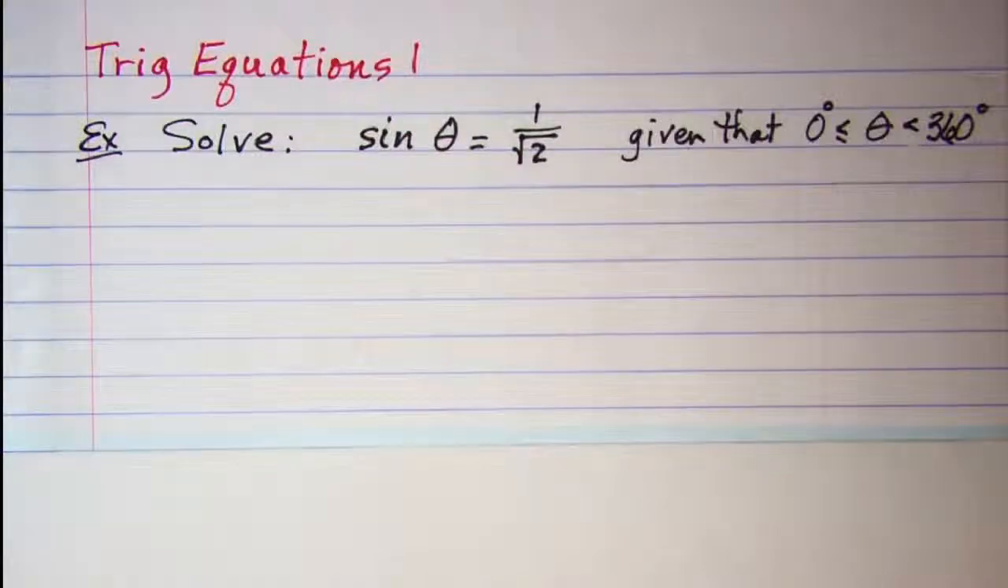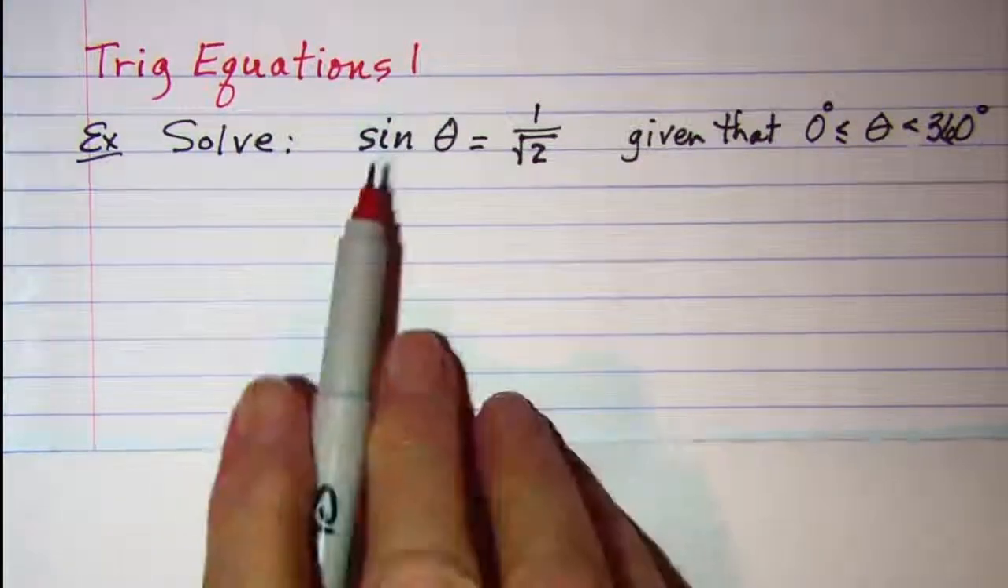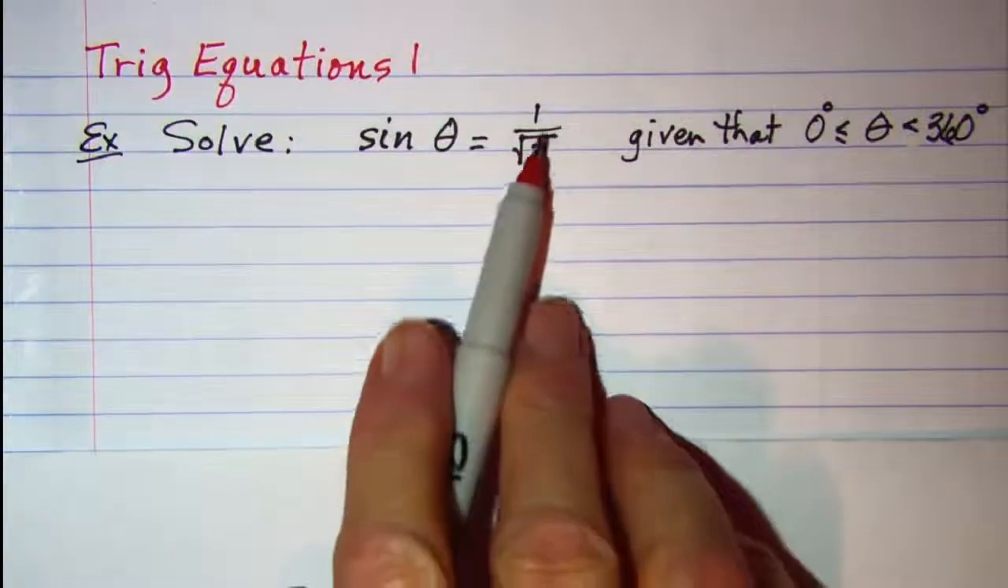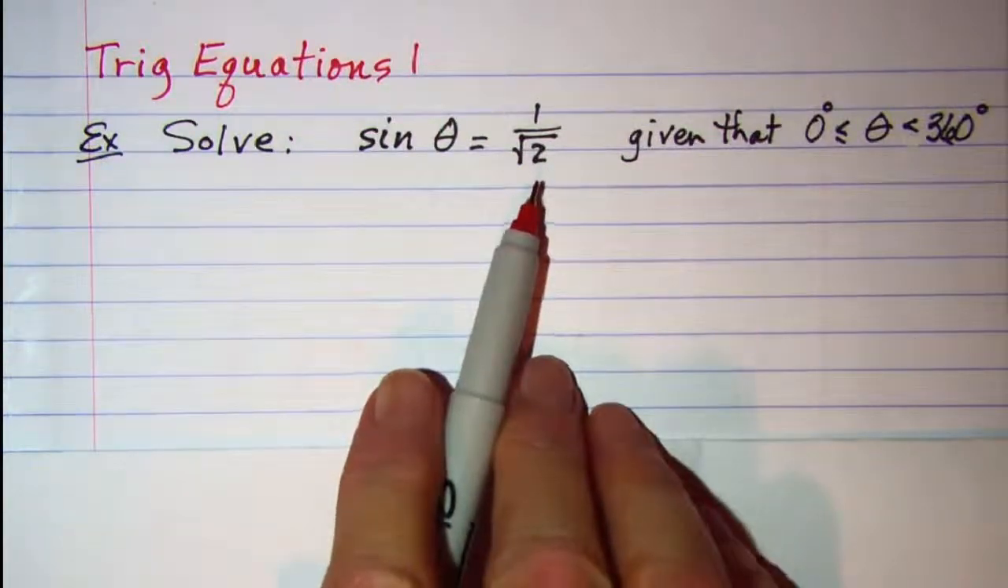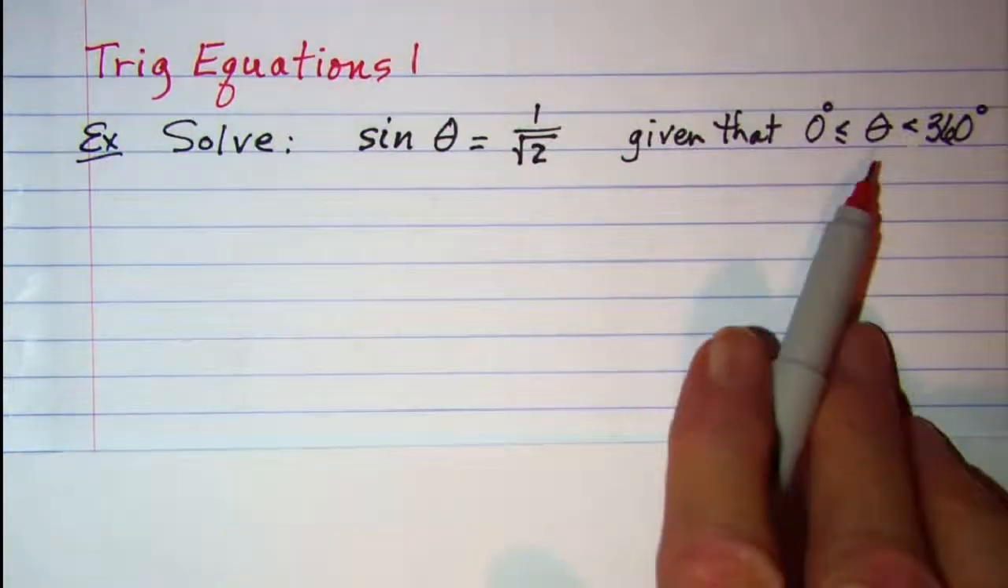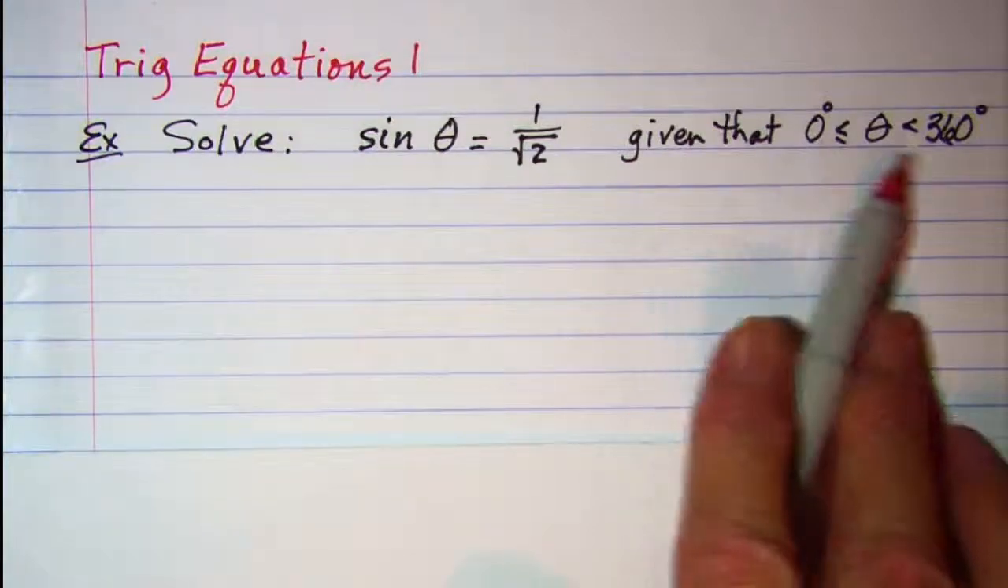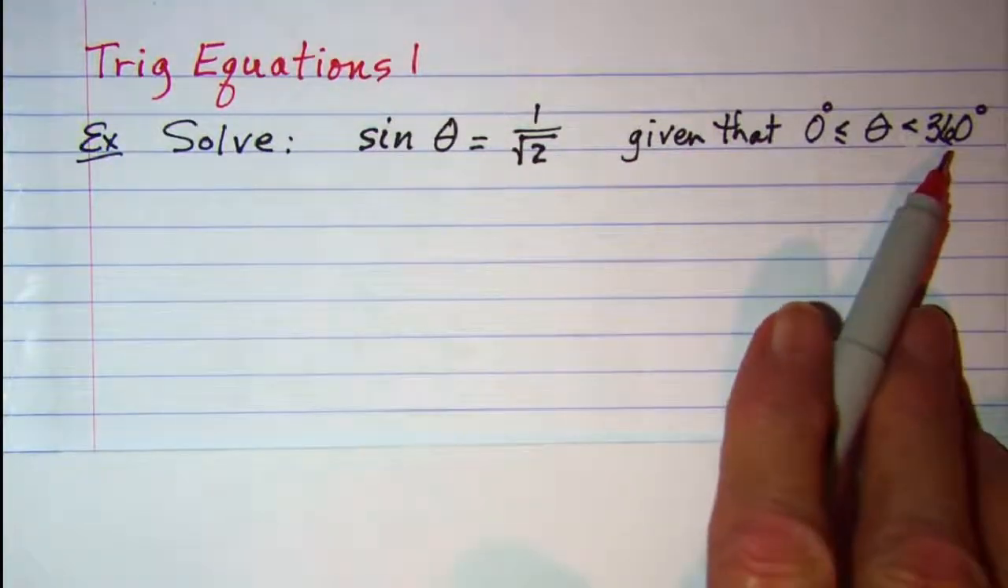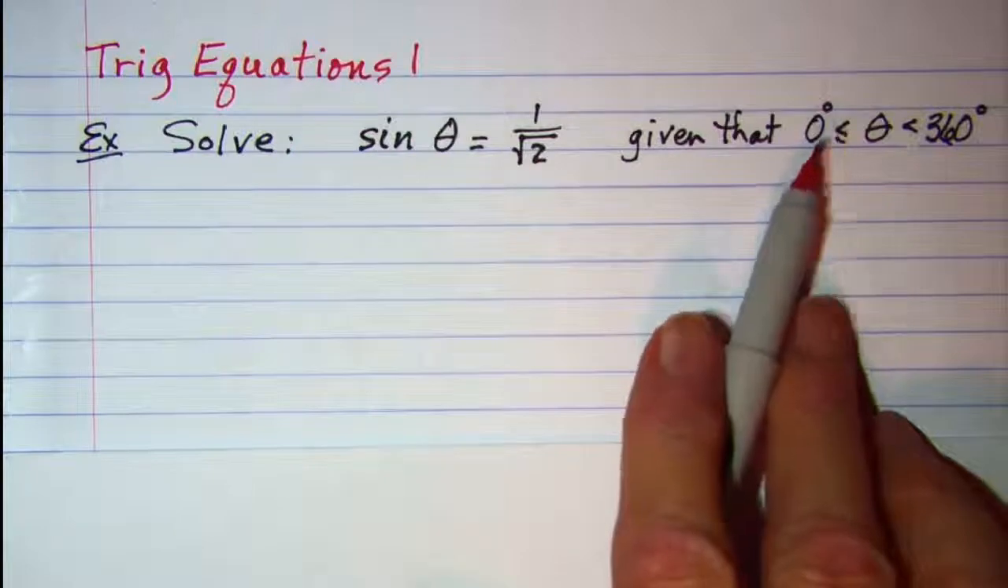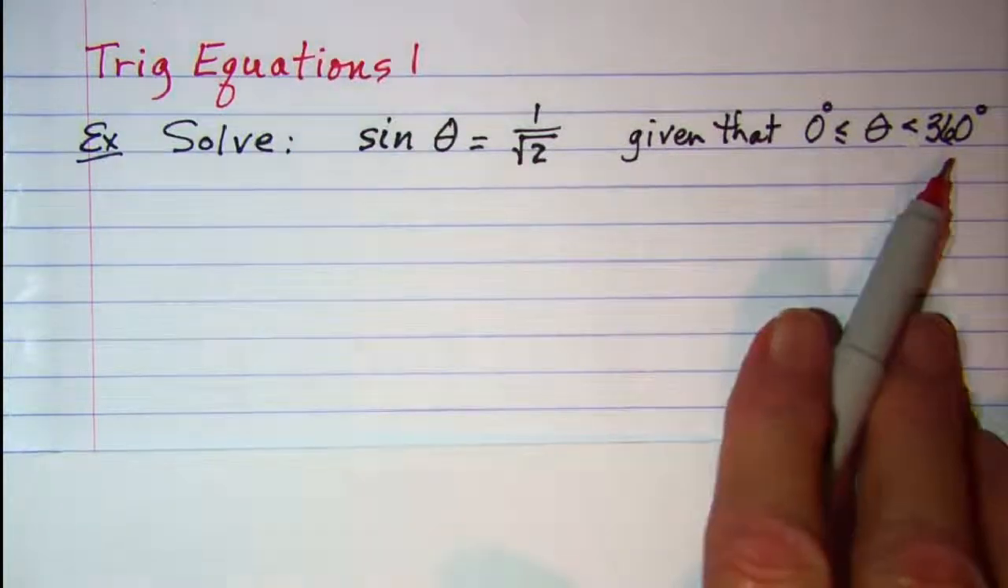In this video, we'll be looking at a couple of trig equations. Our first example, we're asked to solve sine theta equals 1 over the square root of 2, given that theta is between 0 degrees and 360 degrees, including the 0 but not the 360.